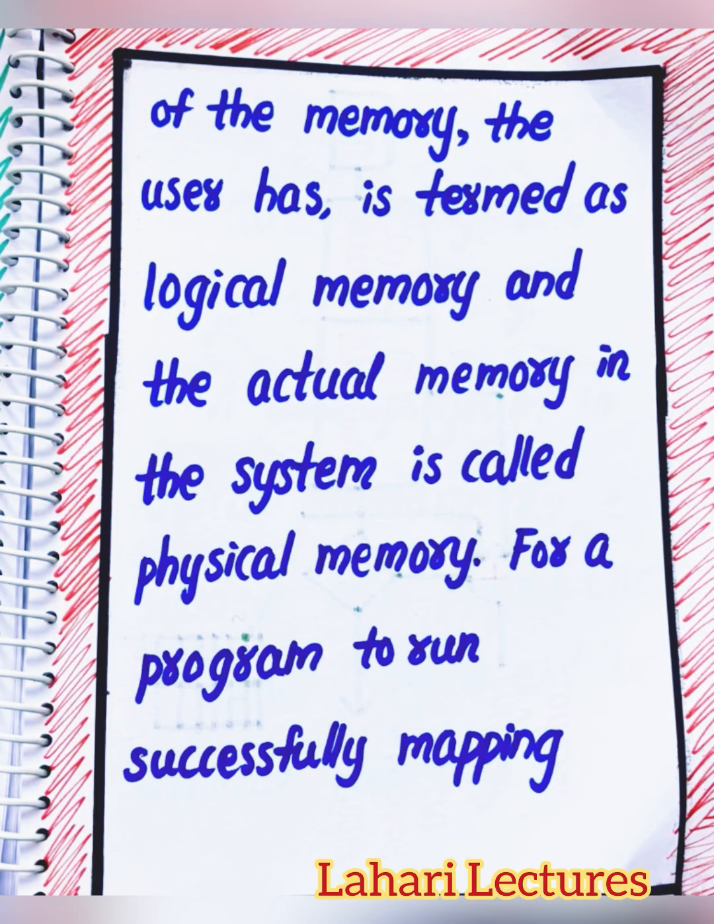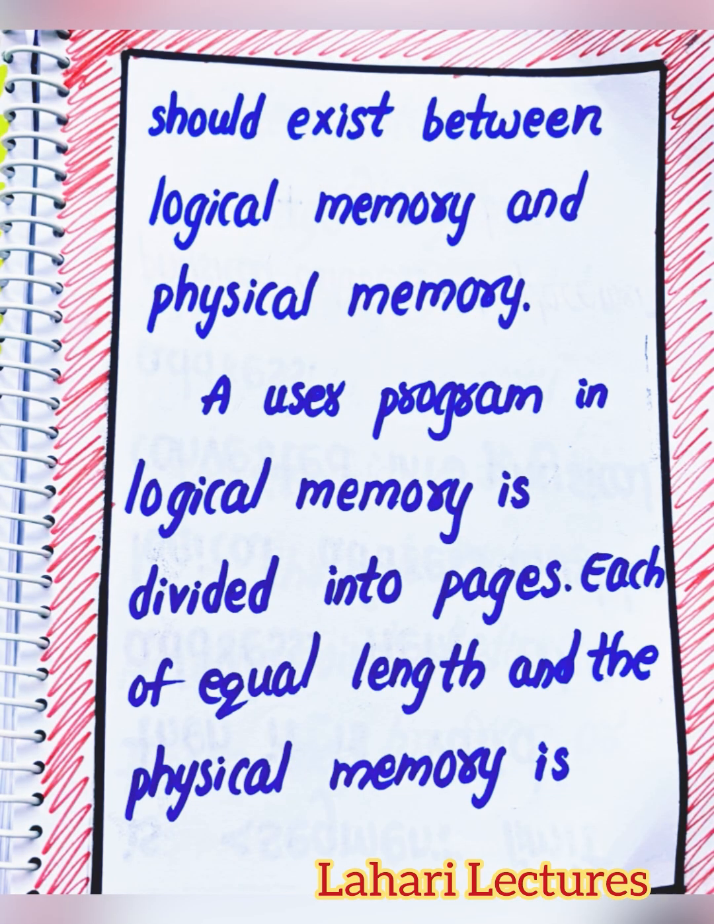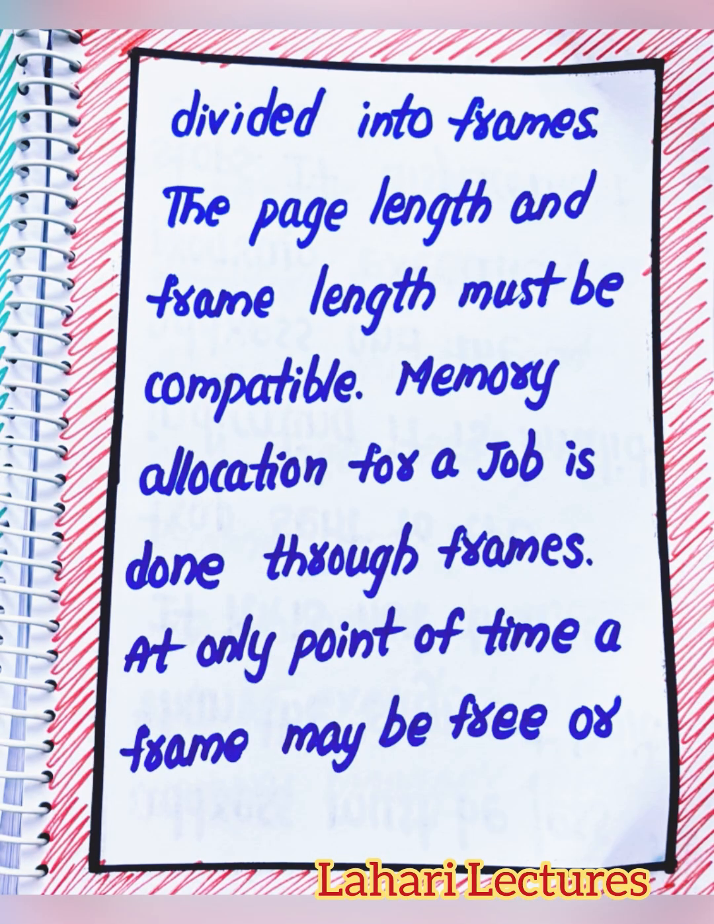The view of the memory the user has is termed logical memory, and the actual memory in the system is called physical memory. For a program to run successfully, mapping should exist between logical memory and physical memory. A user program in logical memory is divided into pages, each of equal length, and the physical memory is divided into frames. The page length and frame length must be compatible.